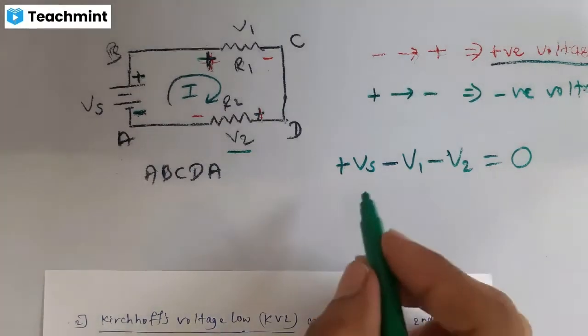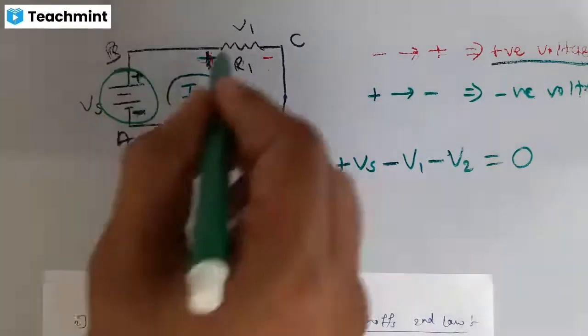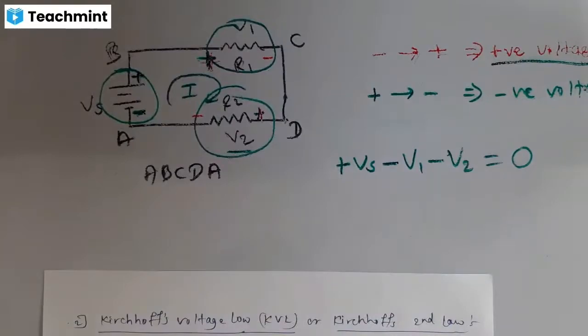So what I did, all branch voltage. Here also, this is one branch. Here also, this is one branch. Here also, it is one branch. The algebraic sum of all branch voltages equals 0. Algebraic in the sense that you have to consider the polarity.